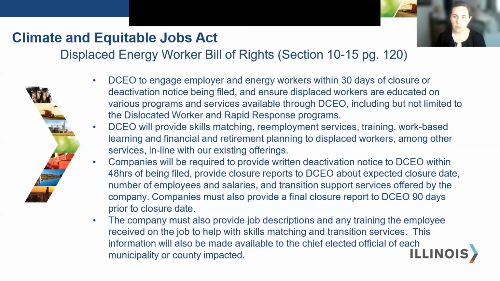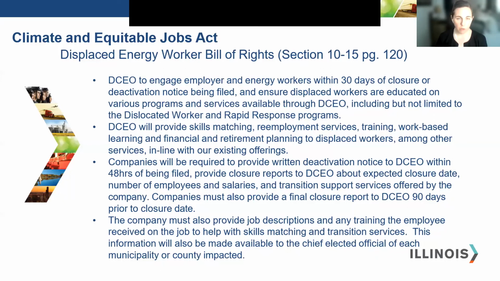The requirements through the Displaced Energy Worker Bill of Rights on employers include that the employer needs to provide a written deactivation notice to DCO within 48 hours of being filed. The deactivation notice is the employer's written notice to their regional transmission organization like PJM or MISO, letting those organizations know that they're planning to shutter their plants. And we are requiring that those employers also provide that notice to DCEO within 48 hours of being filed.